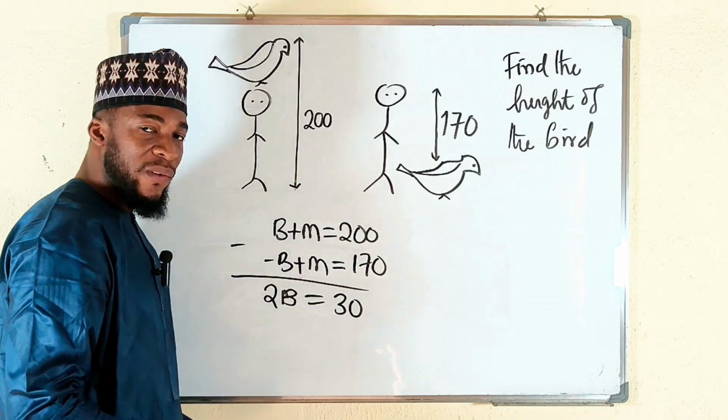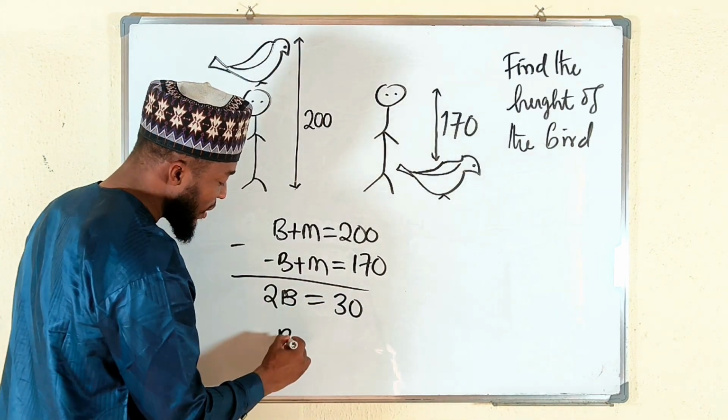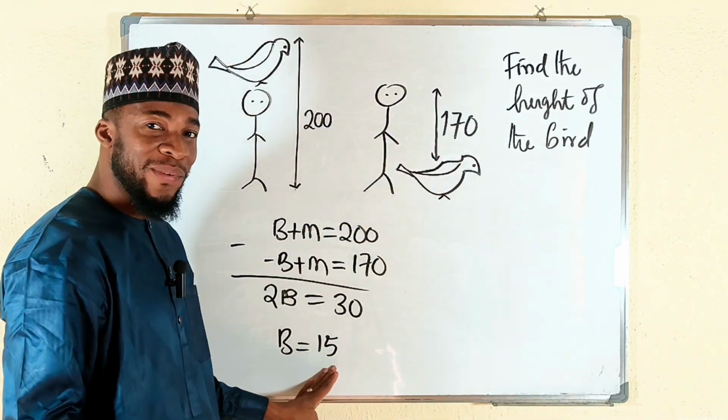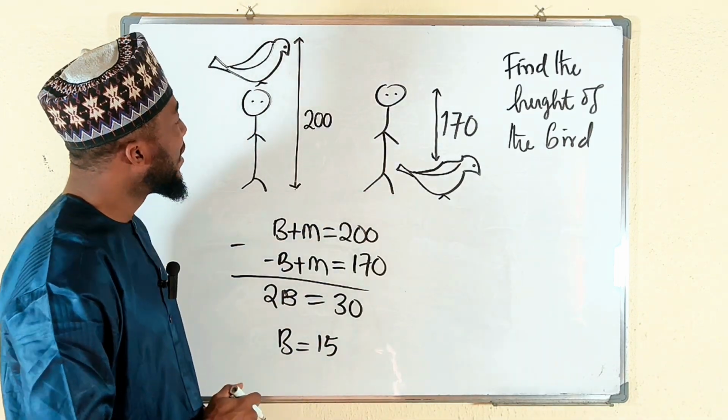And lastly, you divide both sides by 2. B is equal to 15, which implies that the height of the bed is 15. As simple as that. All right.